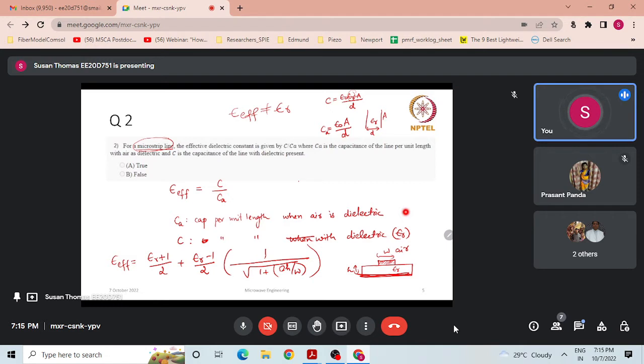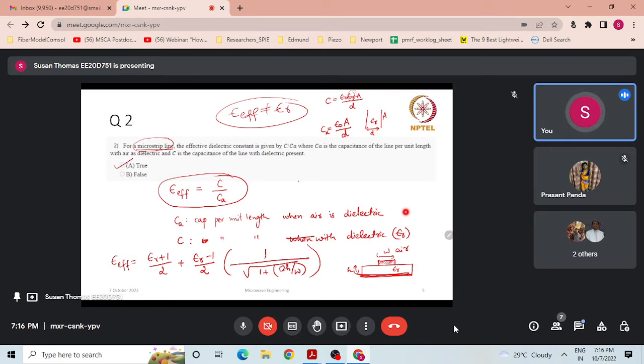So epsilon effective is not equal to epsilon r. Now the question here is whether this is true or false. Yes, this is a ratio C by Ca. So this is a true statement.